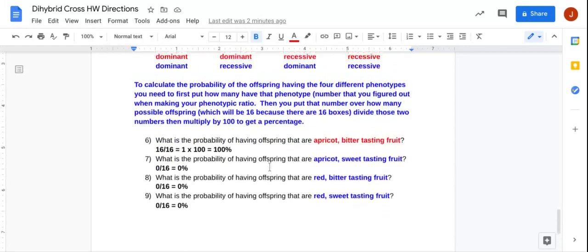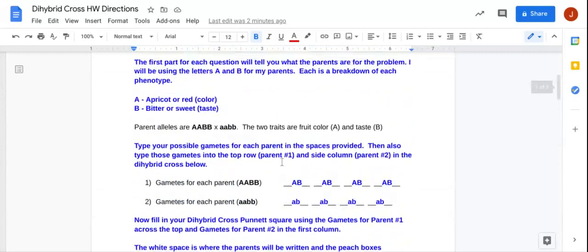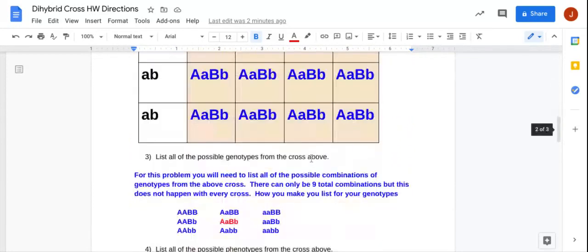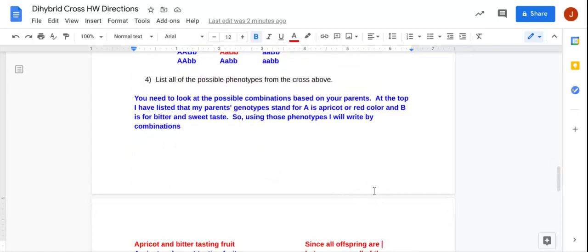This is how you're going to do this assignment. If you have any questions, please let me know. Make sure you look at this. Type in your answers this way. I do have attached to the video a blank Punnett square, and it's attached to this as well if you would like to print it out and do a hand version to see what kind of phenotypes you have of each one.